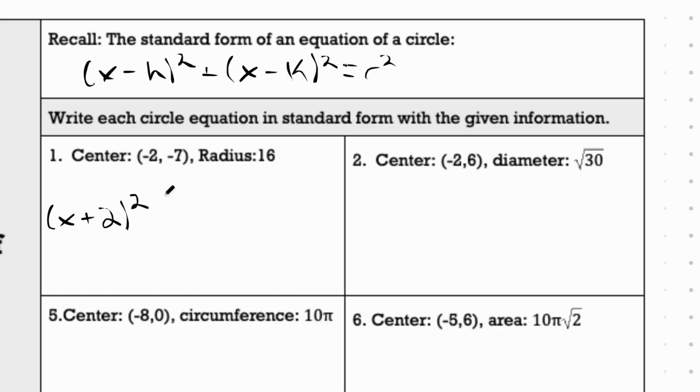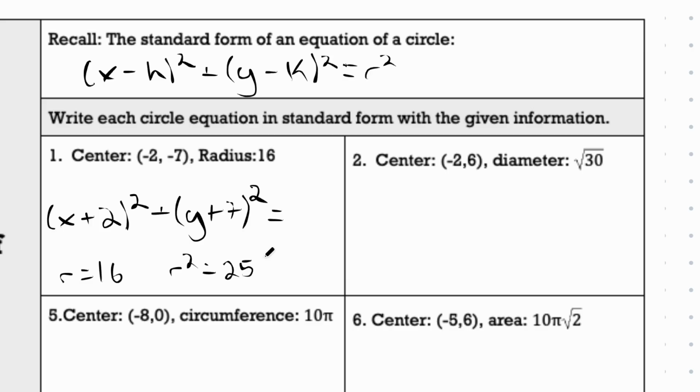x plus 2 squared plus y plus 7 squared, right? Because we're doing y minus negative 7. And this is going to give us a radius of 16, so that means r equals 16, so r squared is going to be 256.